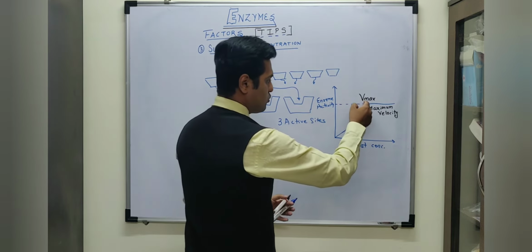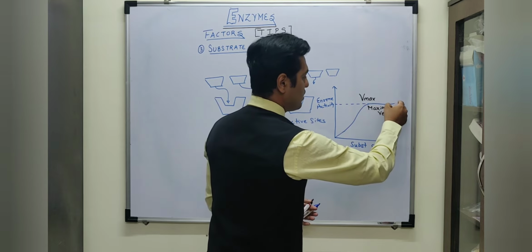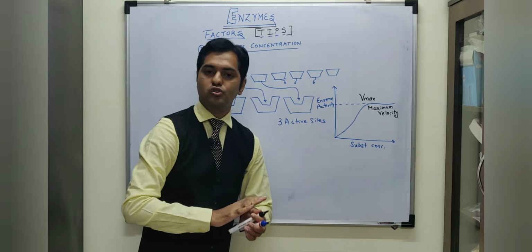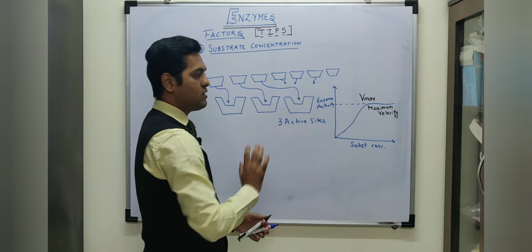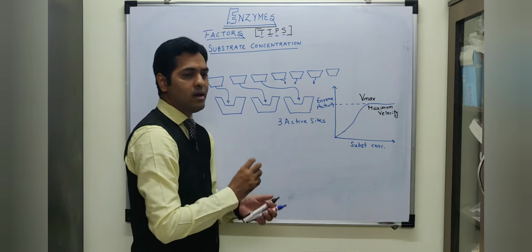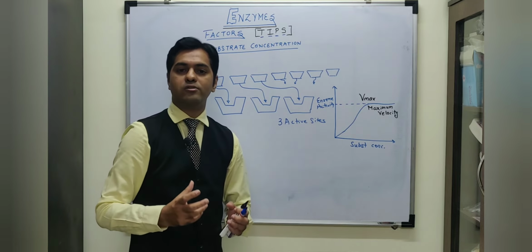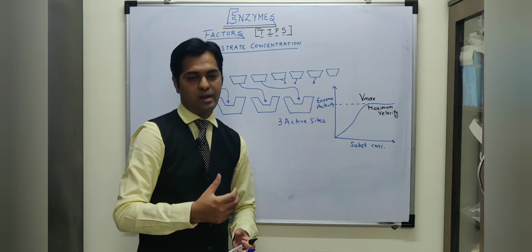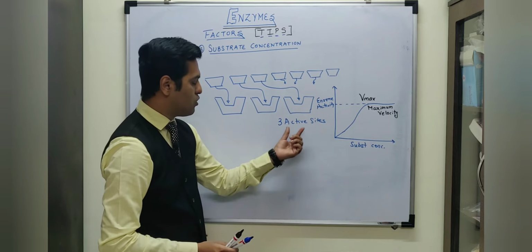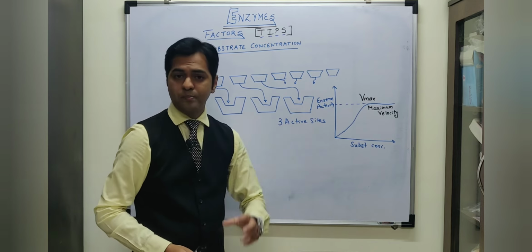So after this point, even if the substrate goes on increasing, the enzyme activity is not going to increase because the active sites are saturated. Once the active sites again become free, that means the substrate में product convert हो जाएगा, फिर active site की availability हुई, again the rate of reaction may proceed. So it all depends on the availability of active sites.